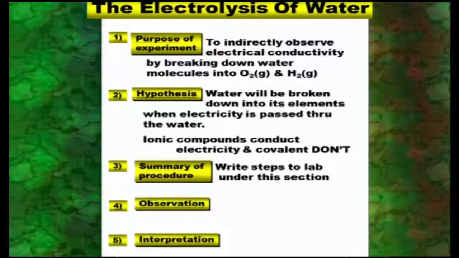The hypothesis will be as follows. Water will be broken down into its elements when electricity is passed through the water. We're going to be looking at whether or not compounds are ionic or they're covalent. If they're ionic, they will conduct electricity. If they're covalent, they will not.